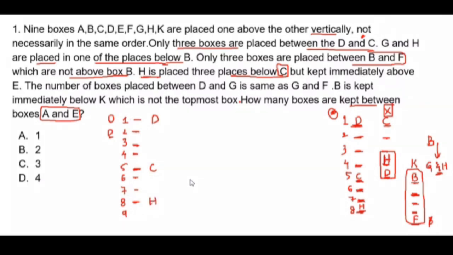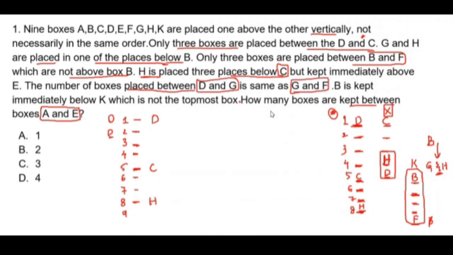The question is how many are there in between A and D? Okay, we didn't come up to that part still. B is kept immediately below K. Right now, there are 3 boxes in between B and F. Now, if I use this information, and one more information, the major one: the number of boxes placed between D and G is same as G and F.